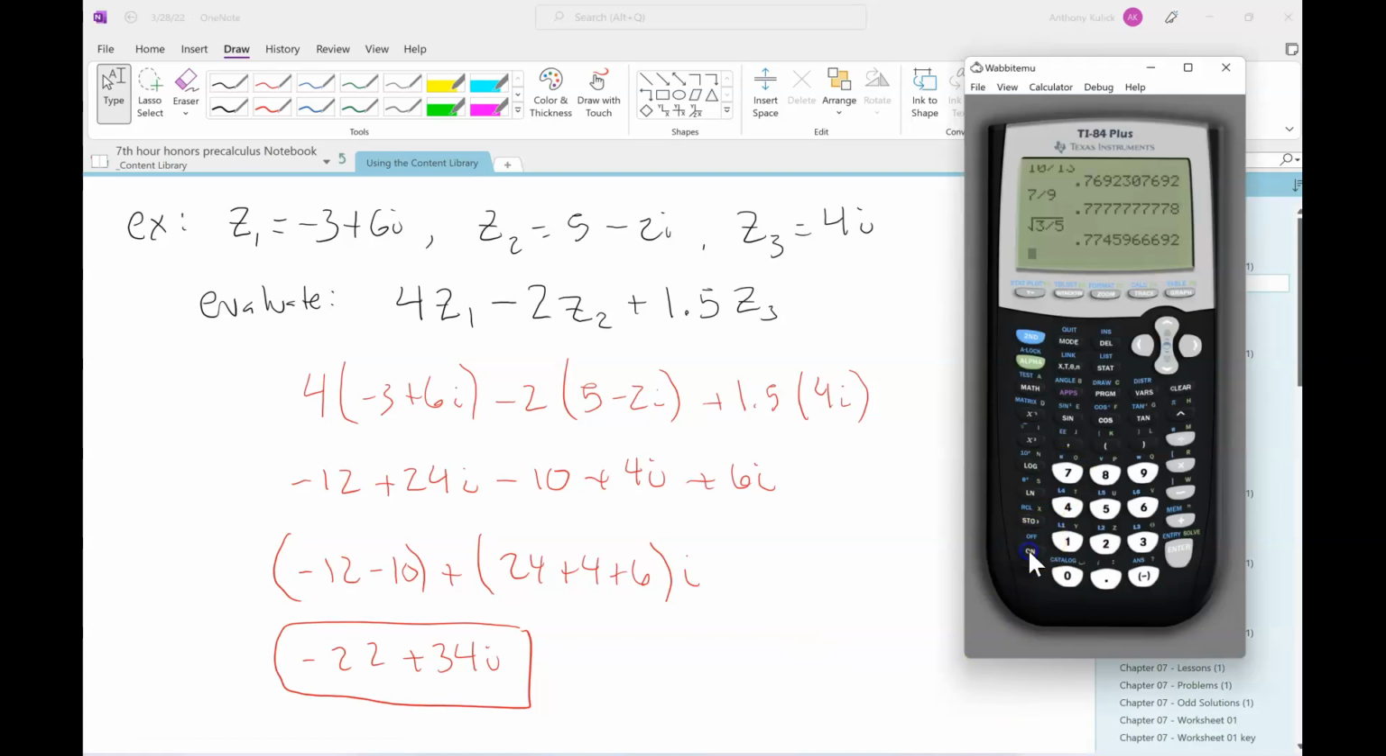Also worth pointing out to you that your calculator can handle a problem like this if you make sure your calculator's in the complex number mode. So your mode should be a plus bi. You could do the same thing here. The i you get by pressing second and the decimal point. And then you can just type this in just like it looks on your sheet of paper.